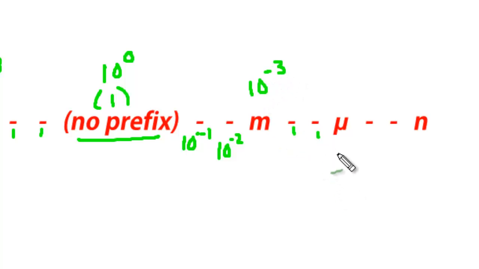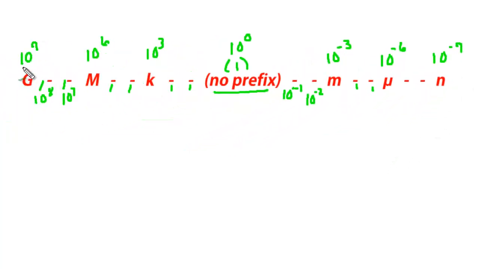Some lines for minus 4, minus 5. We have micro, which is 10 to the minus 6. And we have nano, which is 10 to the minus 9. If you look at these, it's just counting by threes. 10 to the 9th, 10 to the 6th, 10 to the 3rd, 10 to the 0, 10 to the negative 3, 10 to the negative 6, and 10 to the negative 9. So it becomes somewhat easy to remember.